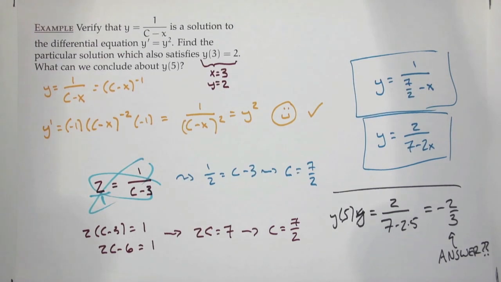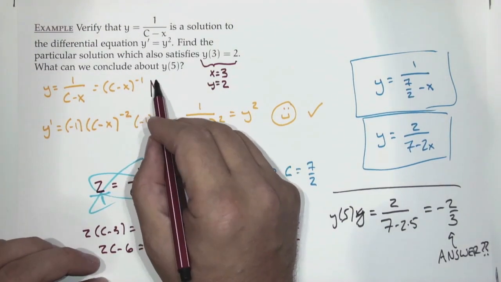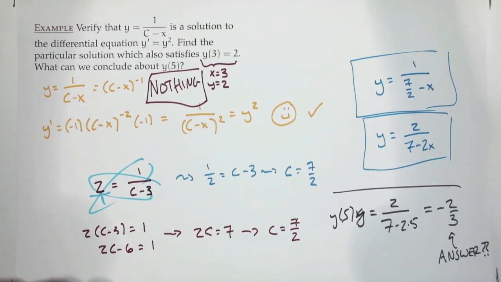And I'll tell you what is the answer. The answer is we can conclude nothing. That is the correct answer about y of 5. We have no clue what y of 5 is. Now you might say, wait, how could that possibly be? We have a function. It solves the differential equation. It solves the initial value. We can plug 5 into that function. Life is good. What's the problem?